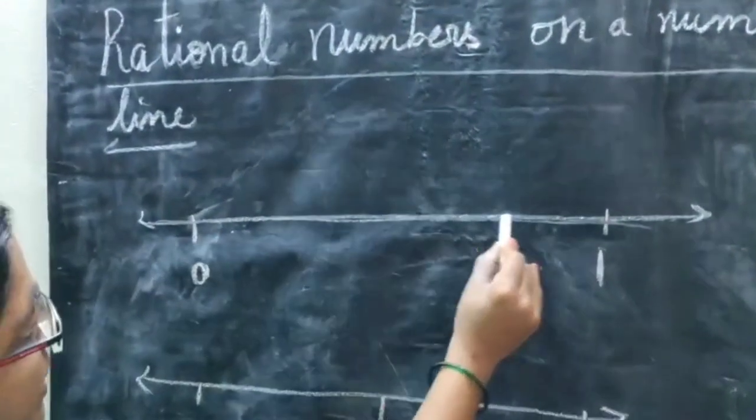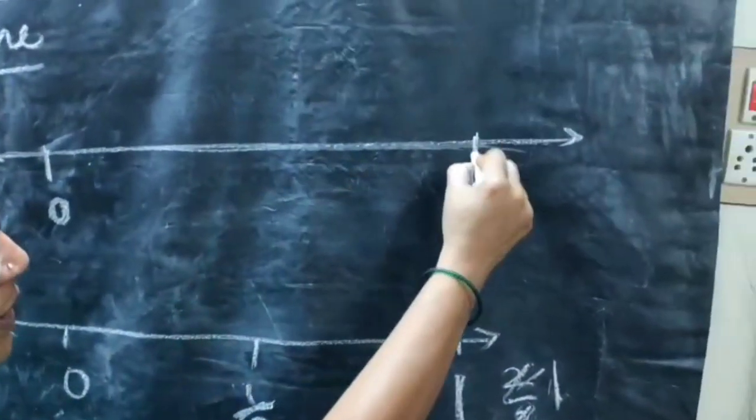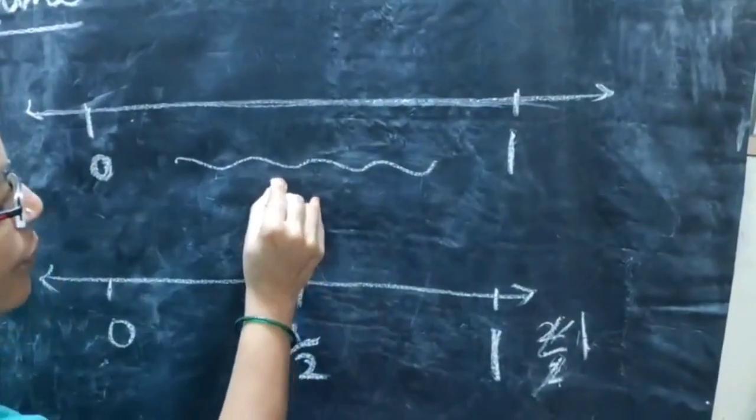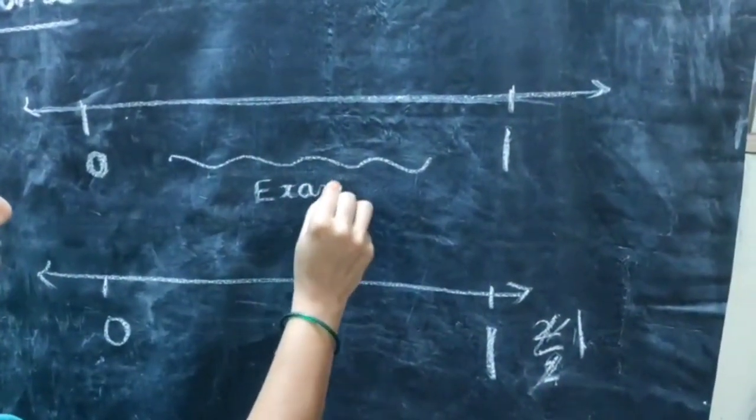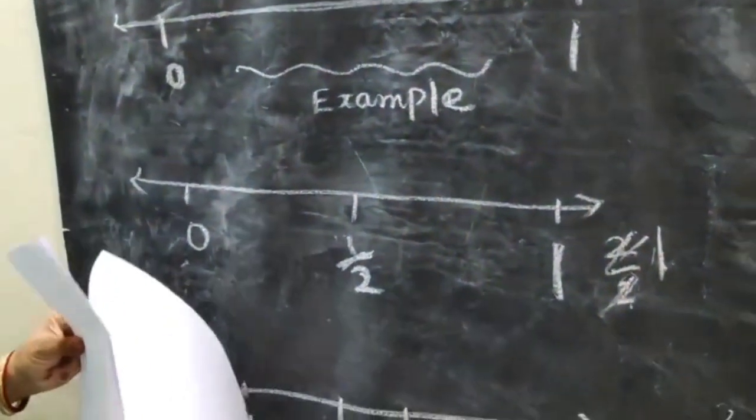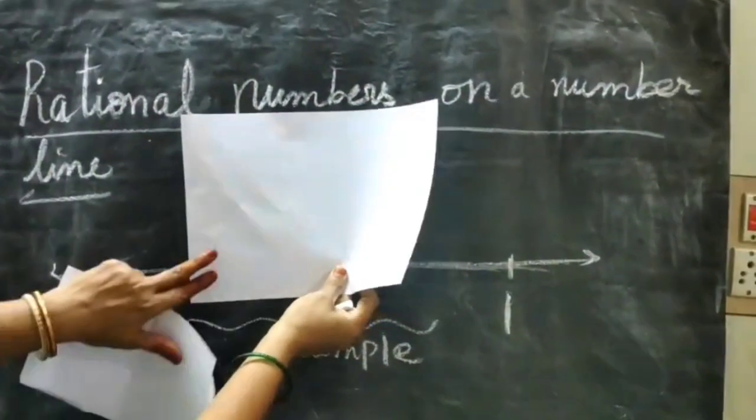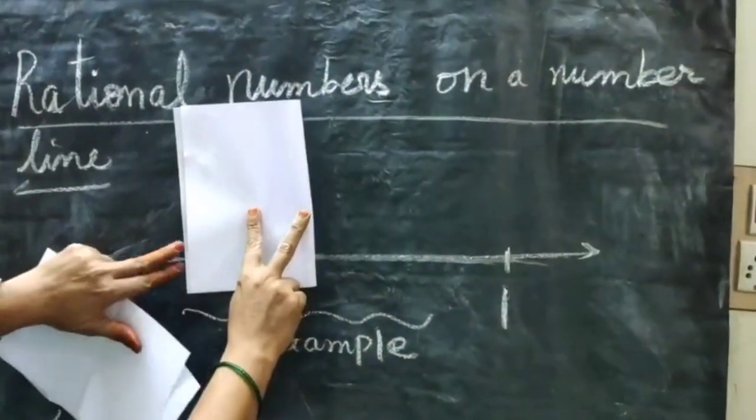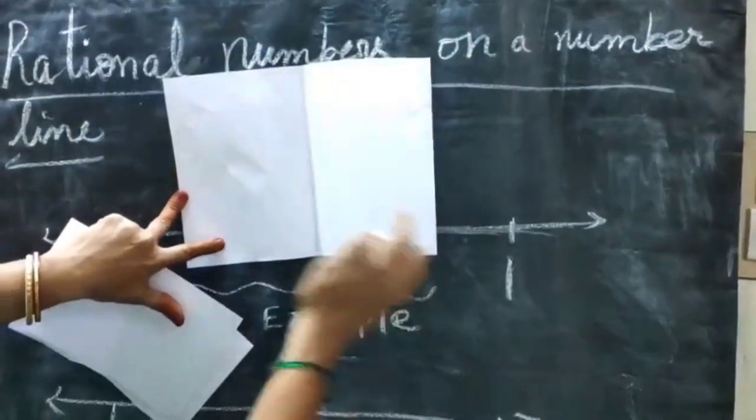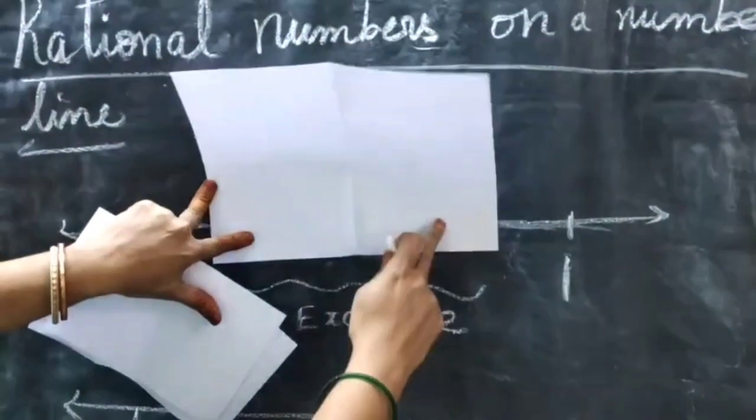Draw a number line. First one is 0. Next number is 1. So how do we find the numbers in between? I will give one example. Take a full-size A4 sheet of paper. Now cut it into 2 parts. How many parts did I divide this into? 2 parts: first part, second part. One paper divided into two parts.